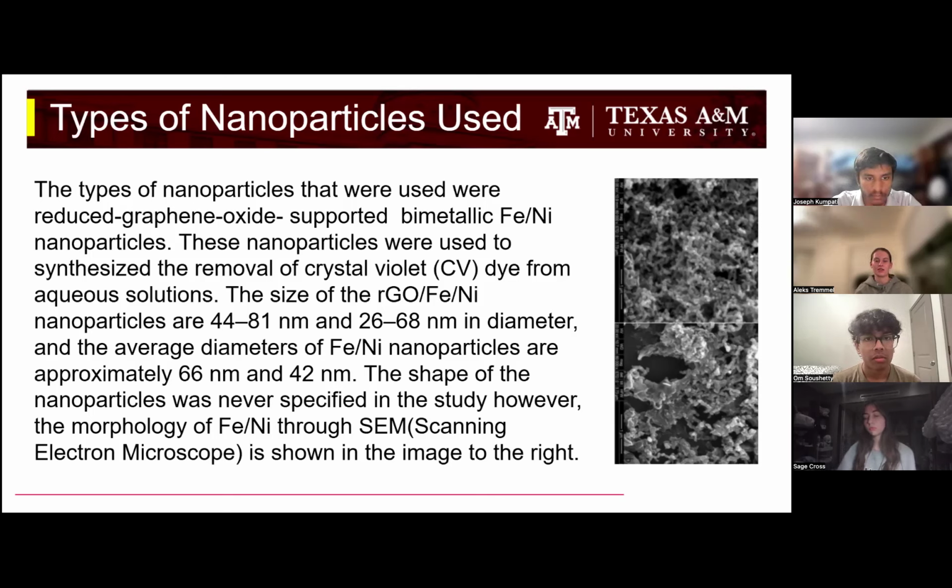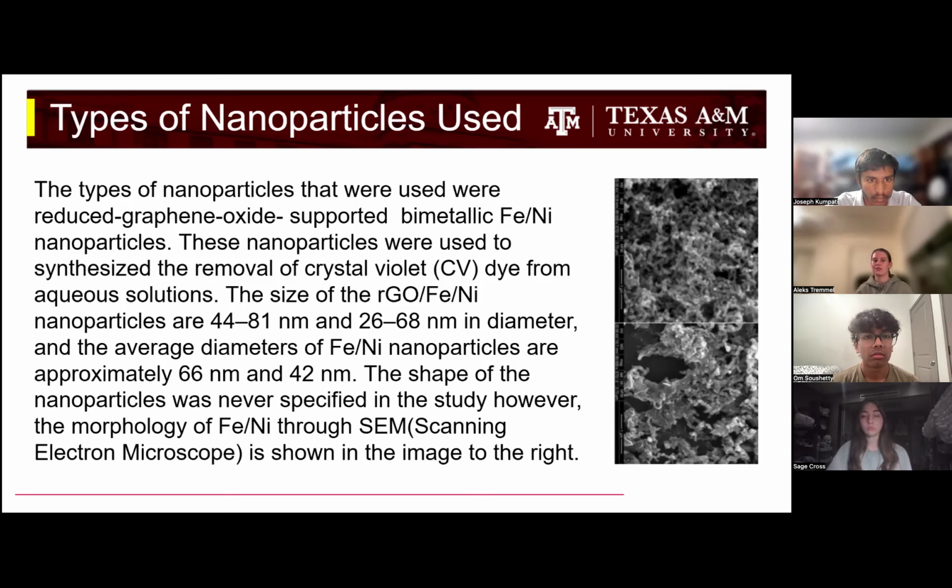The size of the RGO, iron and nickel nanoparticles were roughly 44 to 81 nanometers, and their diameter was roughly 26 to 68 nanometers. And then on average, the diameters of the iron and nickel nanoparticles were approximately 66 nanometers to 42 nanometers.